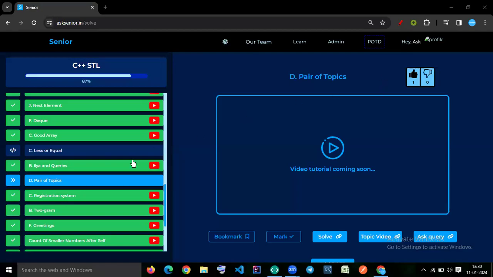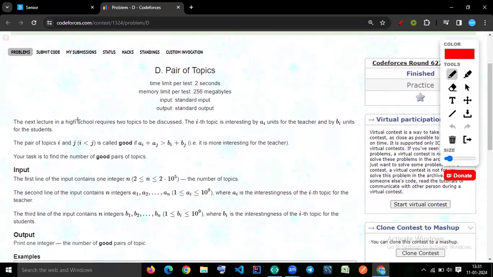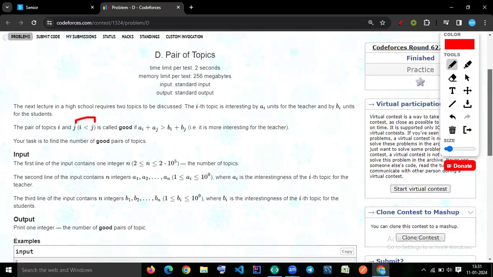Yeah, let's try to solve this question, pair of topics, and that would be a nice question. So let's read the problem statement first. The next lecture in high school requires two topics to discuss. The i-th topic is interesting by a_i units for the teacher and by b_i units for the students. The pair of topics i and j, i less than j, is called good if a_i plus a_j is greater than b_i plus b_j. It is more interesting for the teacher. Your task is to find the number of good pairs of the topics.